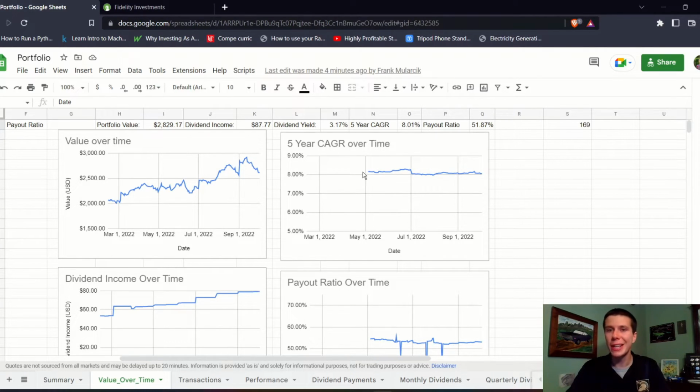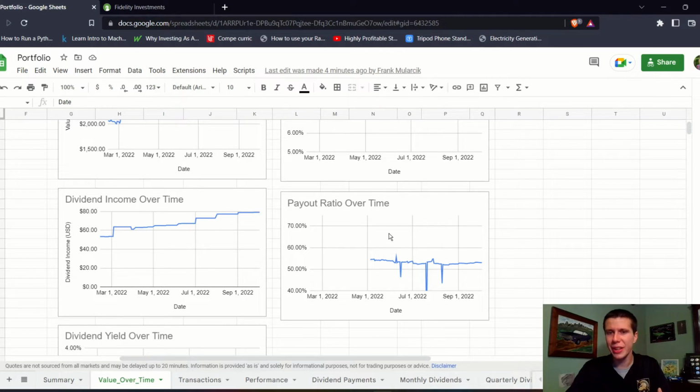The dividend CAGR has been fairly consistent around 8%. And that's really where I think I like it at this point in time. And the payout ratio, I think, has trended down a little bit since we started recording this data. I really like looking at those graphs as they can just show me how far I've come in just a few months at this point in time since I started recording this data.